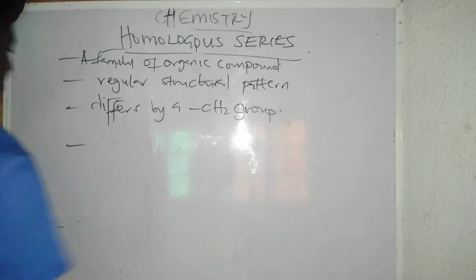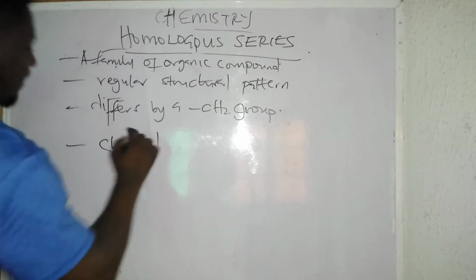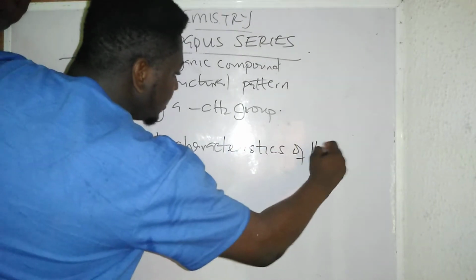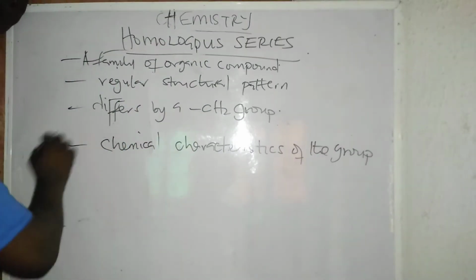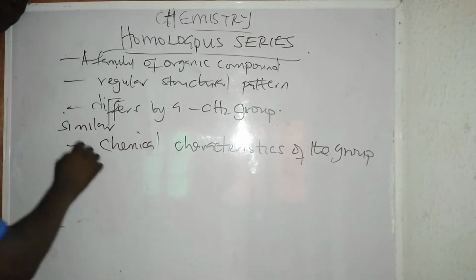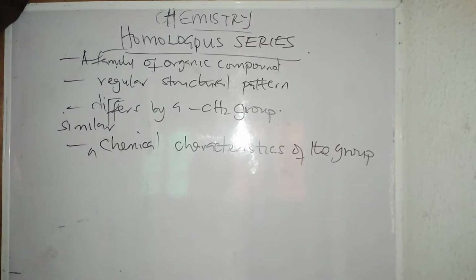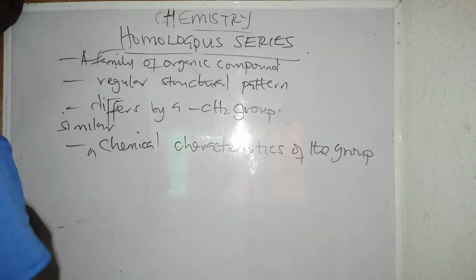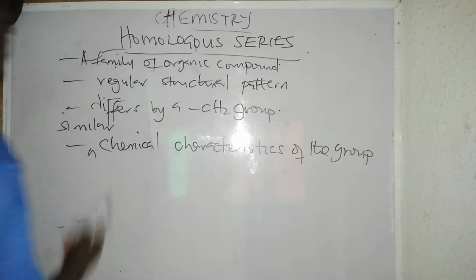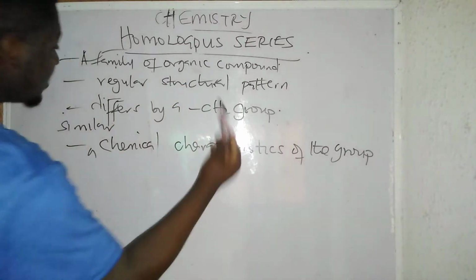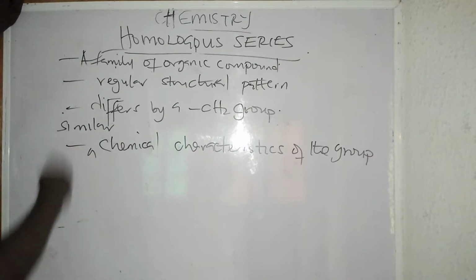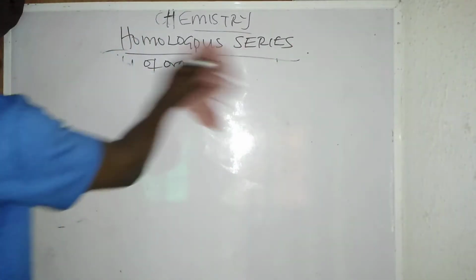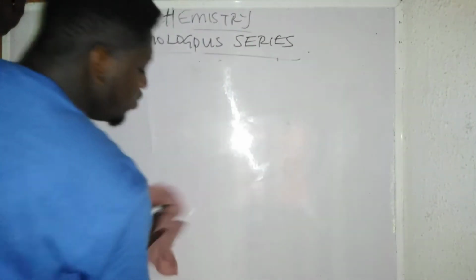Now, this determines the chemical characteristics of the group. Members of the group share similar chemical characteristics. So again, homologous series is the family of organic compounds that follows a regular structural pattern by which each successive member differs by a CH2 group, and they also have similar chemical characteristics. These are just the key points to note when defining homologous series.